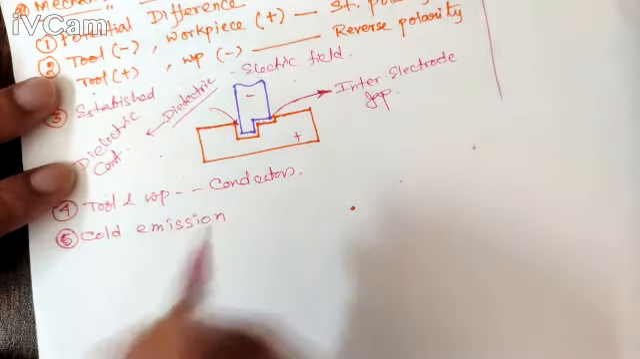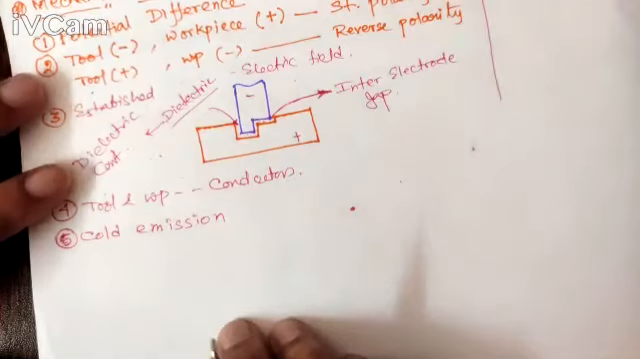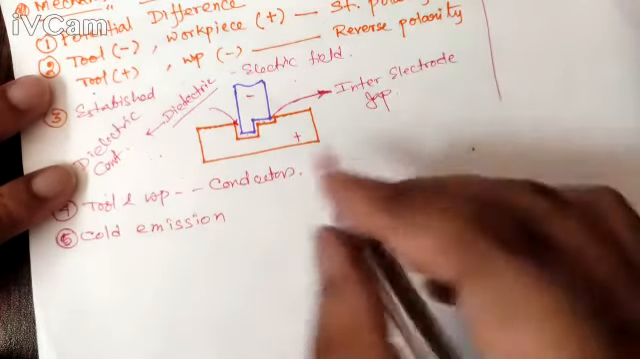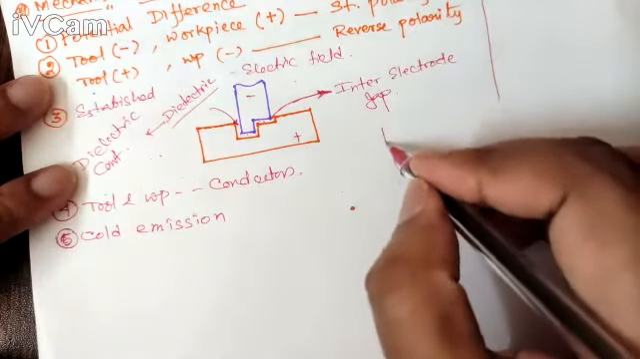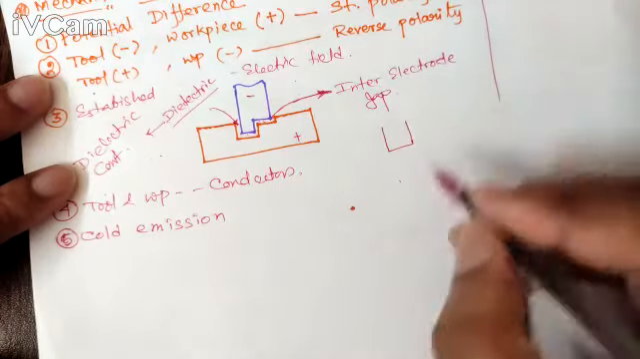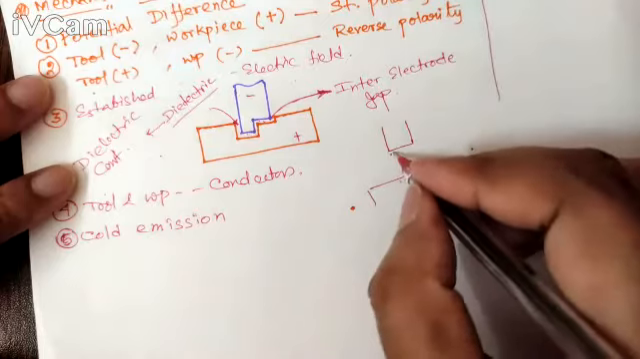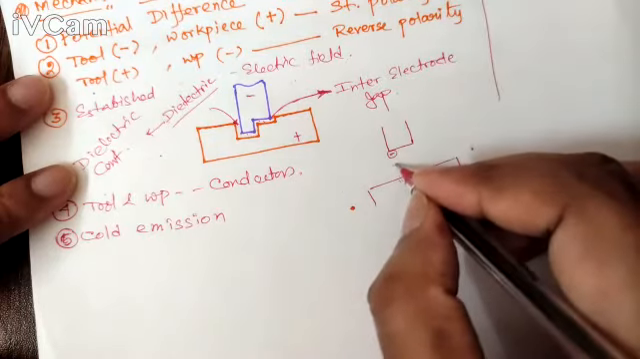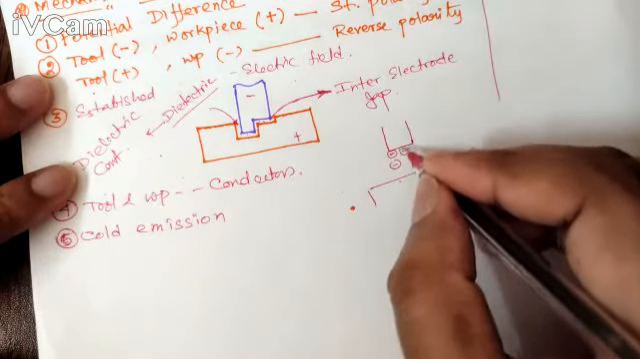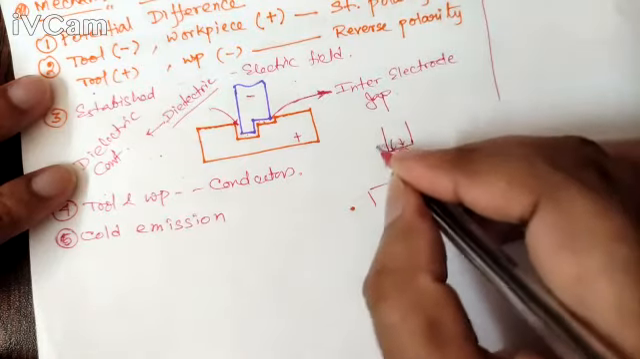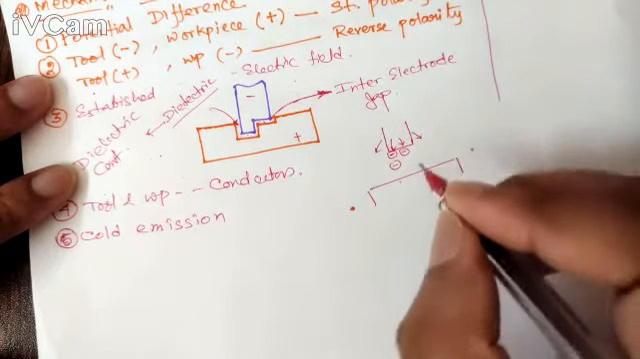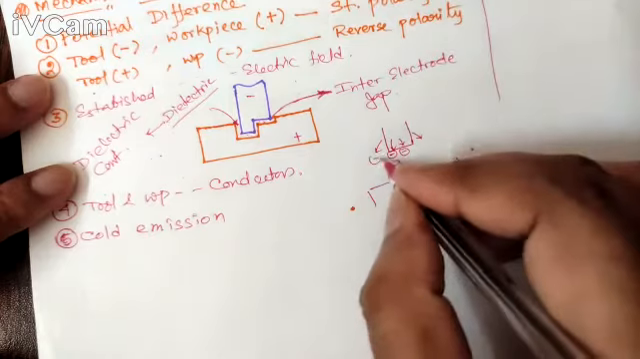There will be cold emission. What is cold emission? Here I will draw once again and explain. This is the tool and this is the workpiece. Electrons will start being emitted from this tool, from various sides.